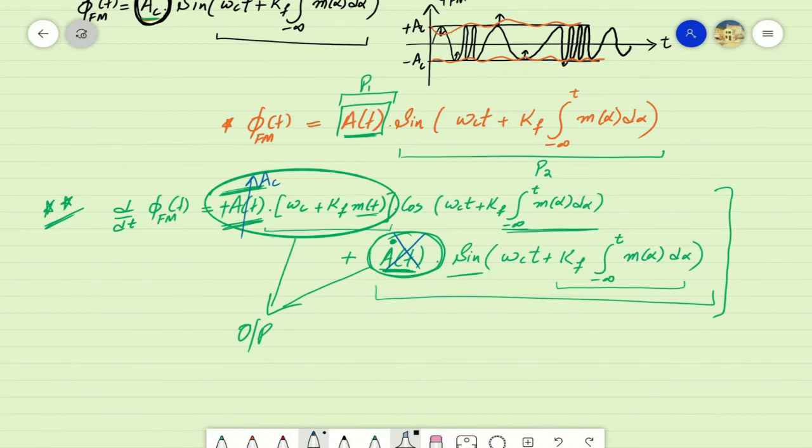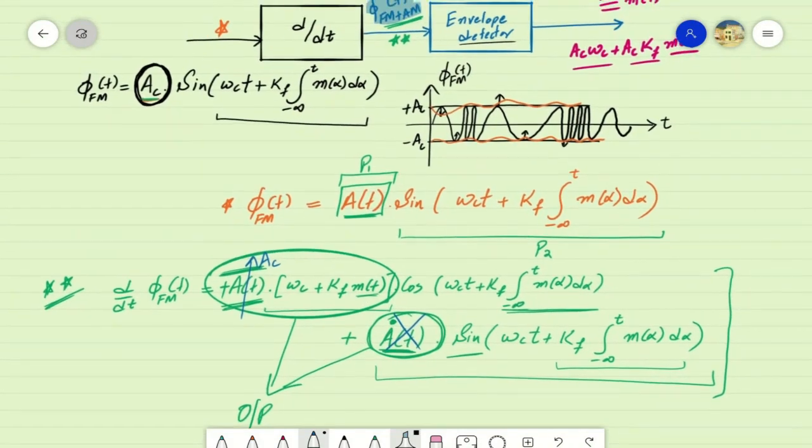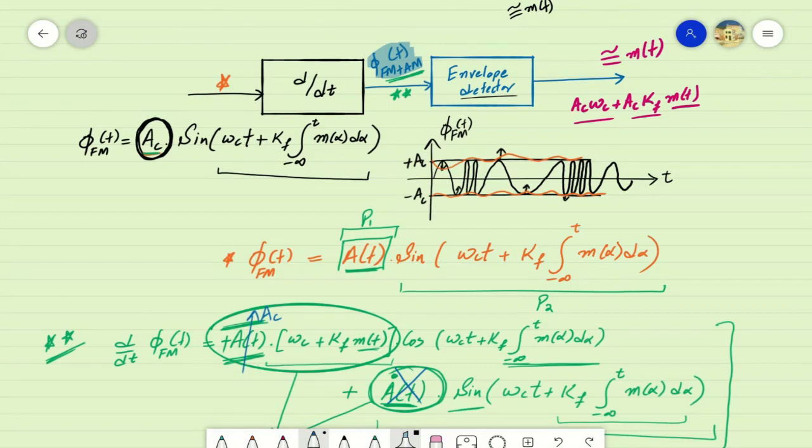To solve this problem, as the problem is clearly the variations received in the peak amplitudes, that instead of AC being a constant number, we have received a time varying number. So the solution lies in forcing the peak amplitude of this received signal to be a constant number instead of it being a time varying number.